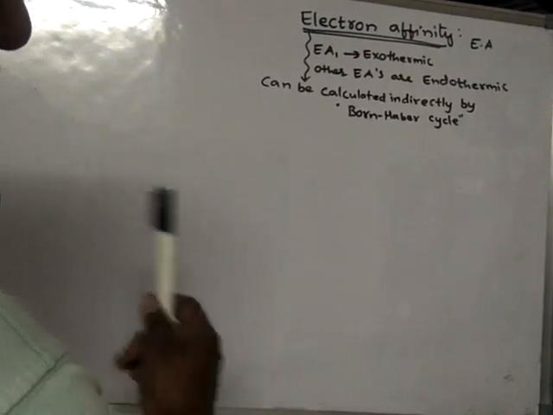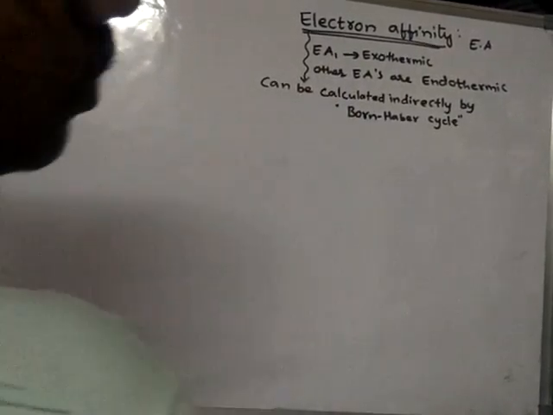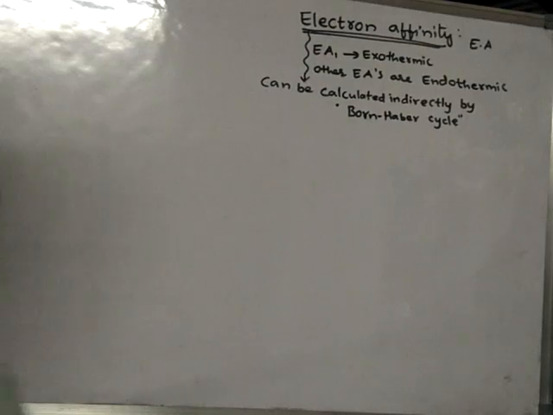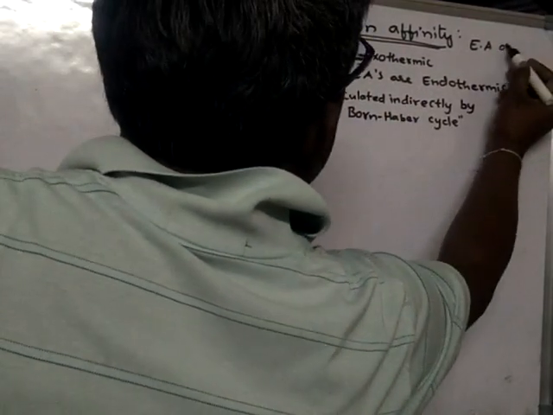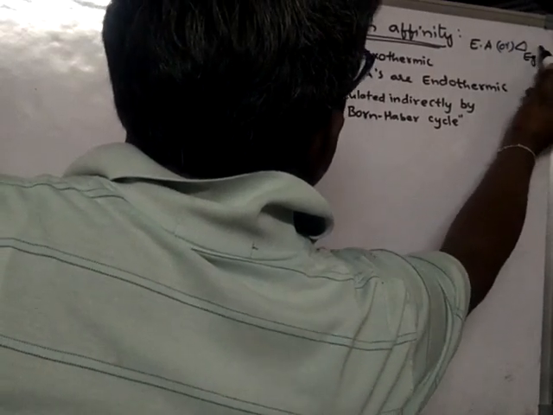See, in our previous class we have introduced electron affinity. This is also one of the periodic properties, or atomic properties. Generally it is denoted with Ea or delta Eeg.